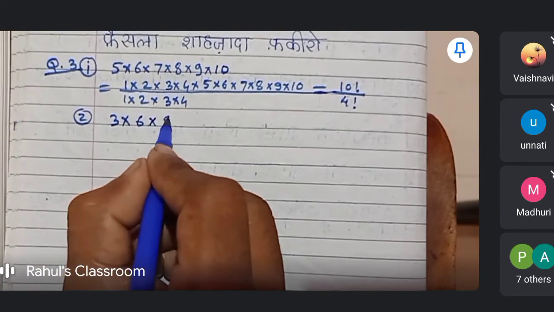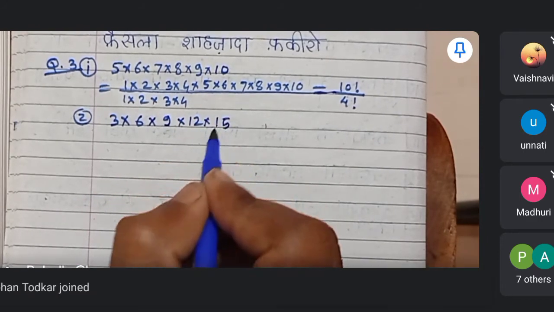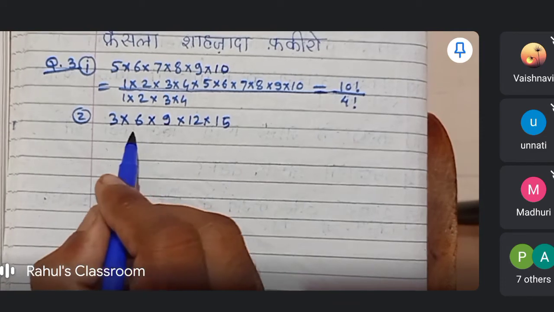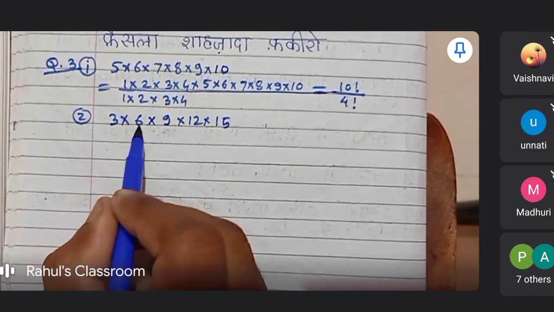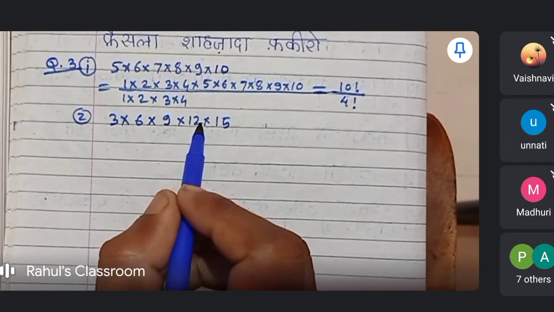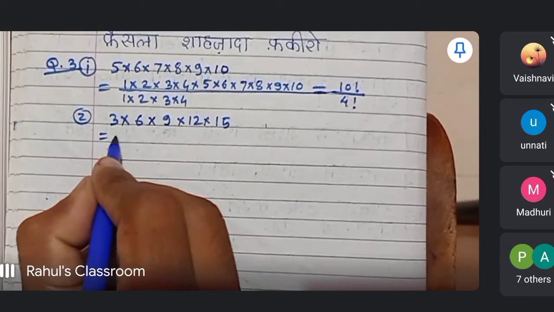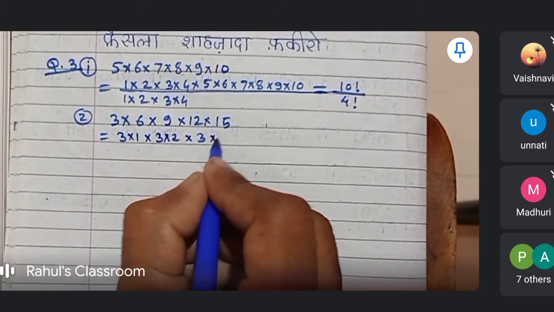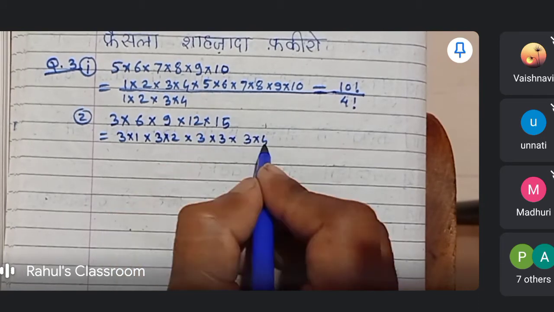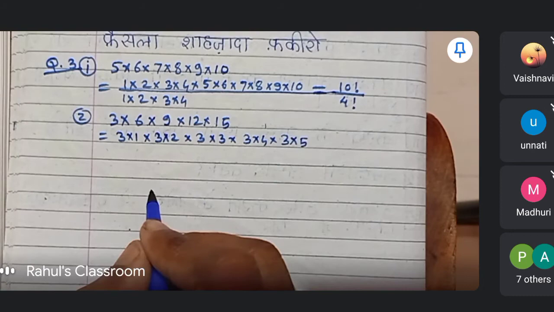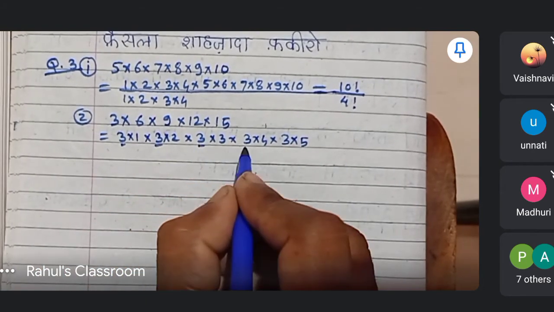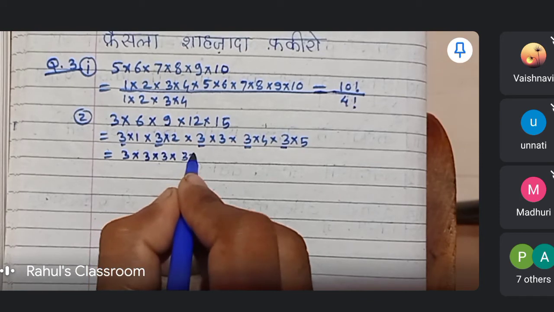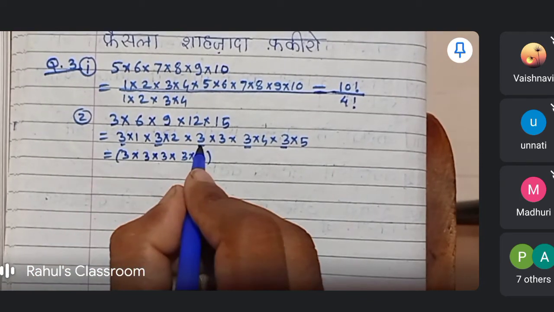Second example: 3 into 6 into 9 into 12 into 15. If you observe this example, it is a table of 3. 3 2s are 6, 3 3s are 9, 3 4s are 12, 3 5s are 15. It can be written as 3 into 1, 3 into 2, 3 into 3, 3 into 4, which is 12, and 3 into 5, which is 15. The first 3 is taken first: 3 into 3 into 3 into 3 into 3, this is 5 times.